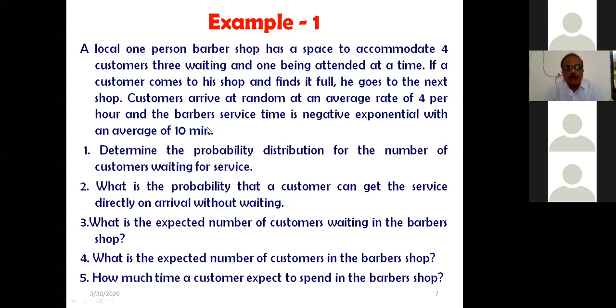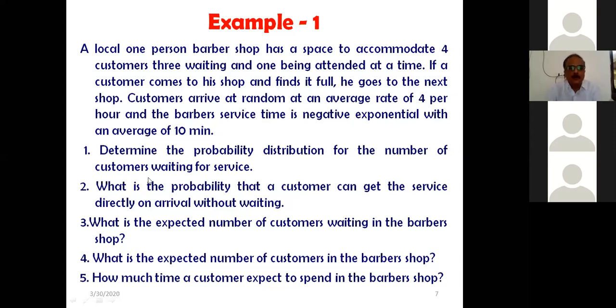Next, the barber's service time is negative exponential with an average of 10 minutes. So it is the service rate: one person being served in 10 minutes. So mu is equal to 1 by 10 minutes. Now if lambda and mu have different units, you need to convert them and make them the same units. So either convert this 4 per hour into minutes, or convert 1 per 10 minutes into hours. Both are possible.